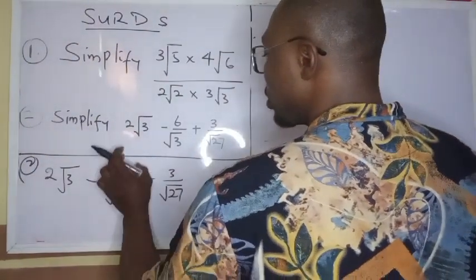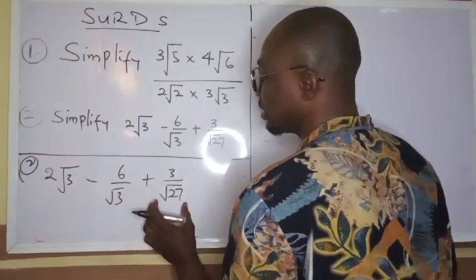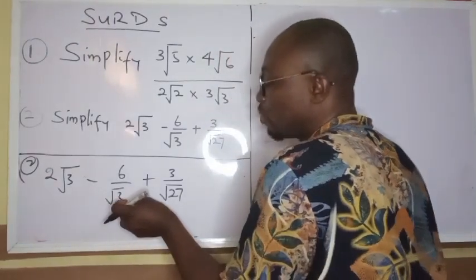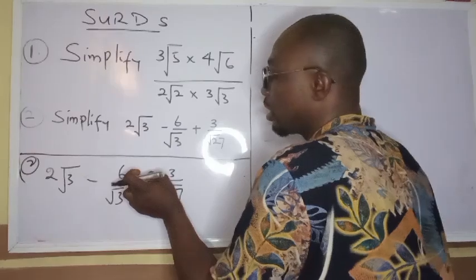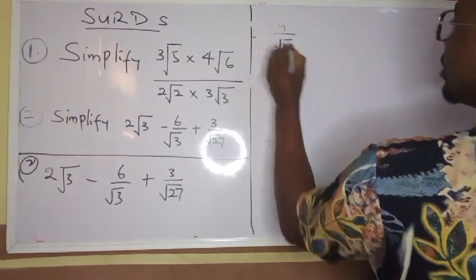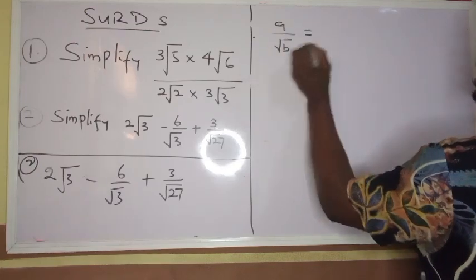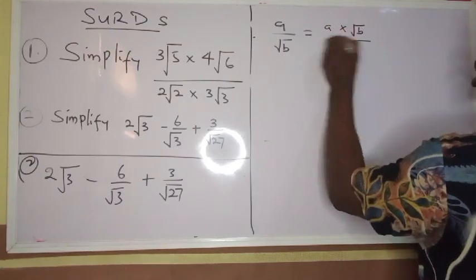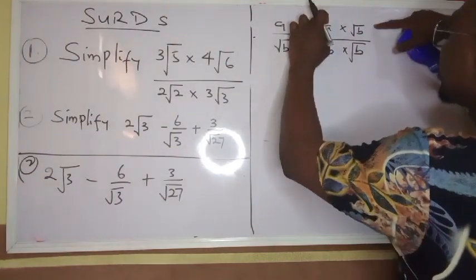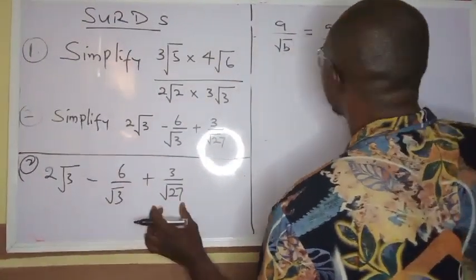For us to divide, or we call it rationalization, for us to rationalize the second term and the third term, we multiply both the numerator and the denominator by the denominator. What do I mean? If you have a over root b, for us to perform division, since the denominator is a surd, is the same thing as saying a times root b all over root b times root b. You can see that we have multiplied the numerator and the denominator by the denominator. So that's what we are going to do with the second and the third term.